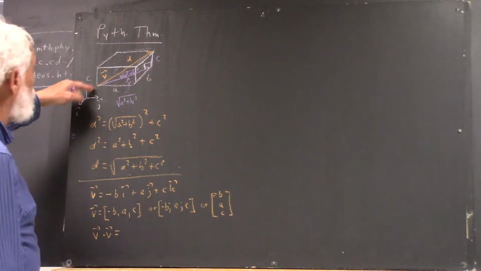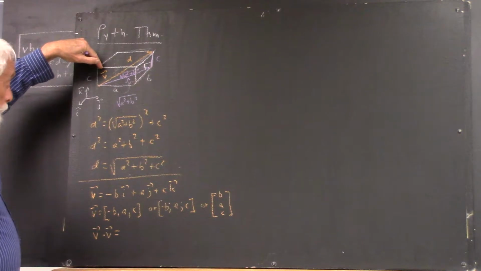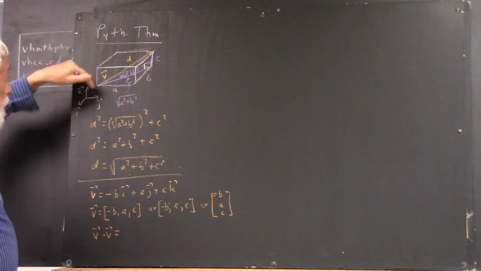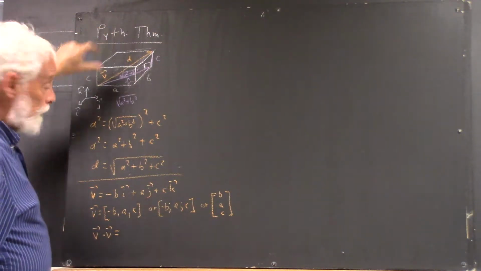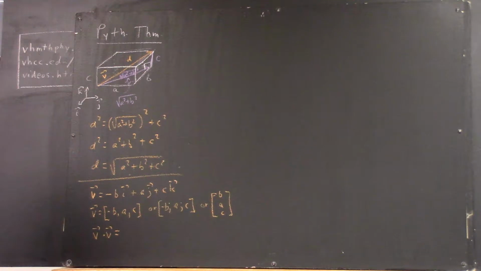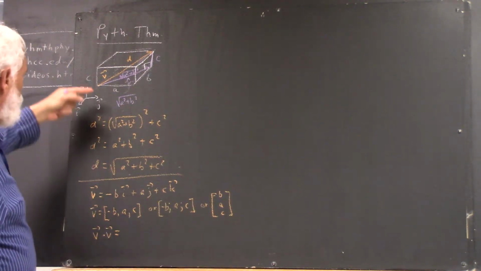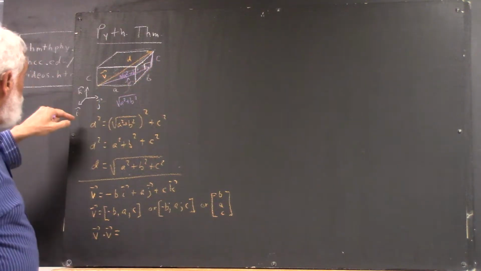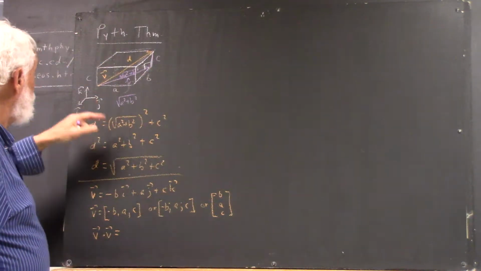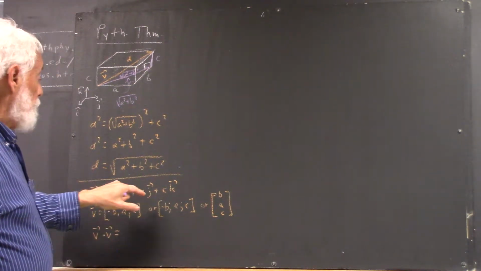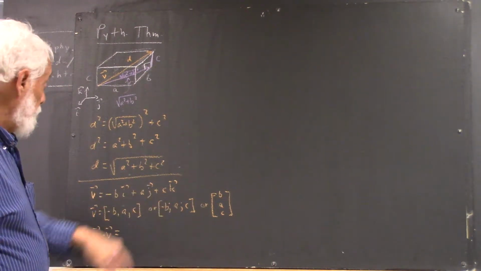Okay, this orange vector now I'm going to call the vector v, and if my i, j, and k vectors are in the directions of these sides, these edges of the rectangular solid here, you see that you're going to go a in the j direction, negative b in the i direction to get from here to here, and c in the k direction, so that the vector is negative bi plus aj plus ck.